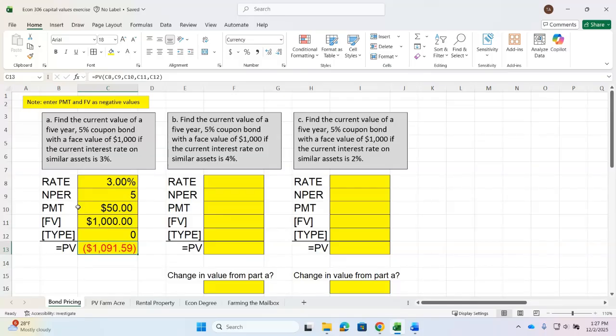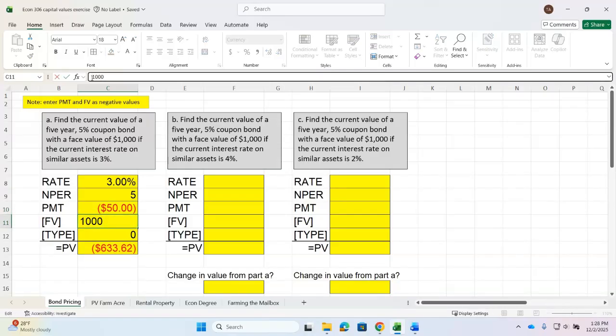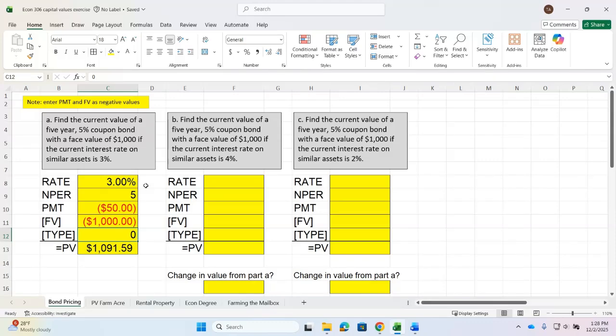And the reason why is because it's just a quirk in Excel. Excel wants to treat positive numbers as outflows and negative numbers as inflows, or sorry, vice versa. But with time value math, we want to set the payment up as a negative, and we also want to set the future value up as a negative. So make sure you set the payment and future value up as negatives, and that'll make the present value positive. That's my preferred way to do it.